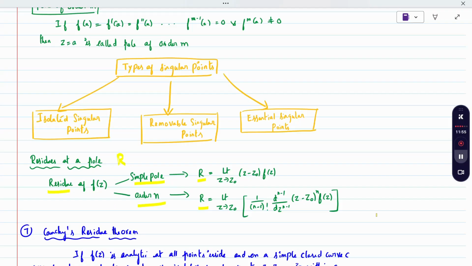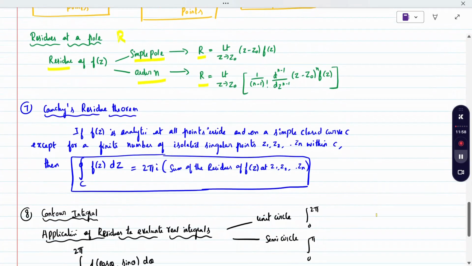With respect to these poles and residues, we have the Cauchy residue theorem. What do you mean by Cauchy residue theorem? If f of z is analytic at all points inside and on a simple closed curve, except for a finite number of isolated singular points z1, z2, etc. within the curve C, then I can write the Cauchy residue theorem: the integral over C of f of z dz is nothing but 2 pi i into the sum of the residues. I have to calculate each residue and add all the residues to get the answer.